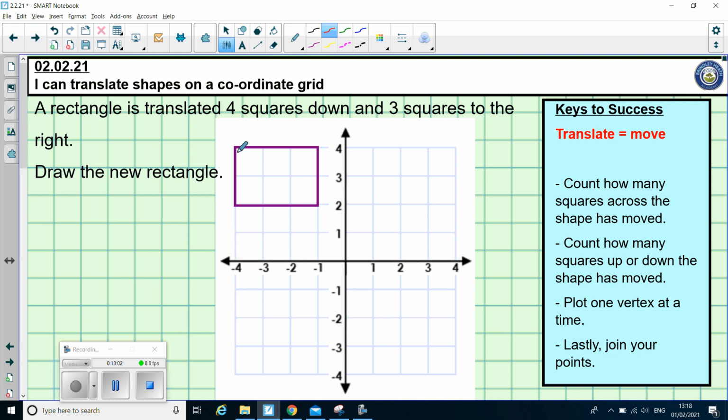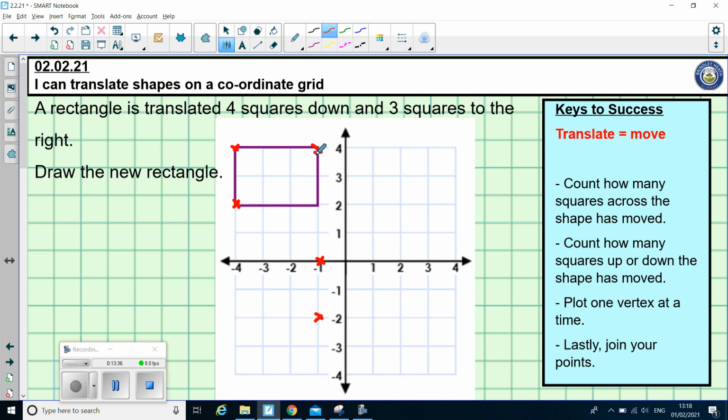I do exactly the same. I need to plot each vertex first. So I'm going to start with this vertex. And I'm going to go 4 squares down and 3 squares to the right. 1, 2, 3, 4. And 3 squares to the right. 1, 2, 3. And I'm going to put a little cross. Next, I'm going to take this vertex. 1, 2, 3, 4, and 3 squares to the right. 1, 2, 3.